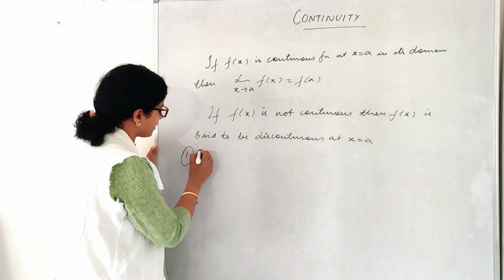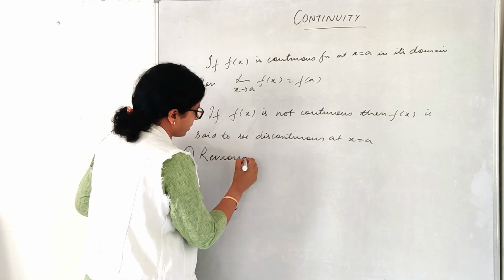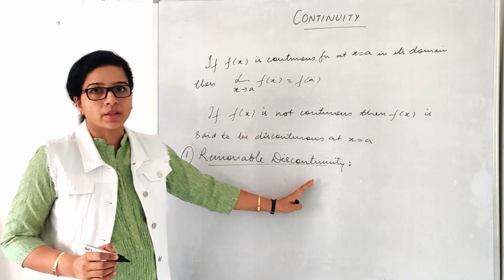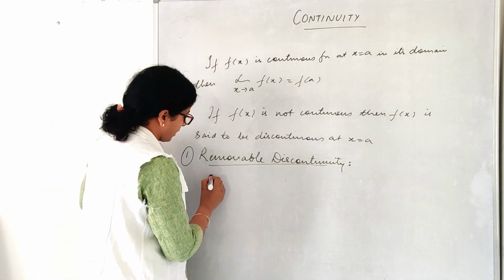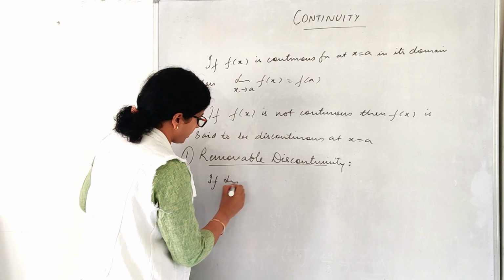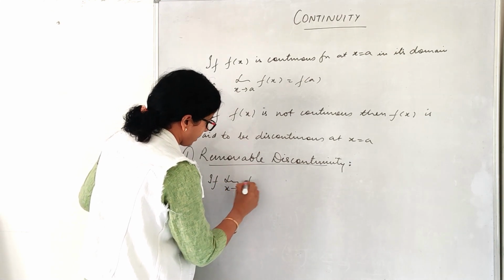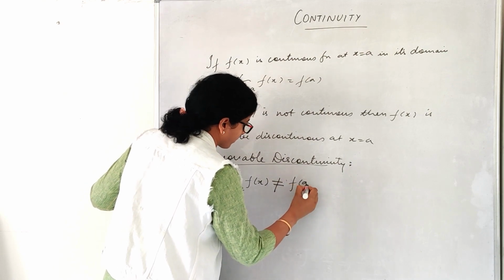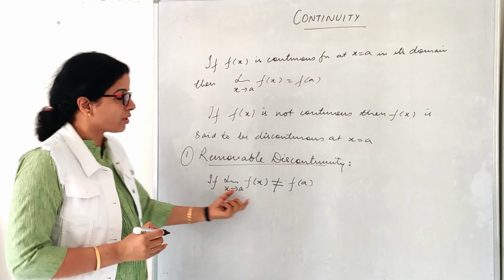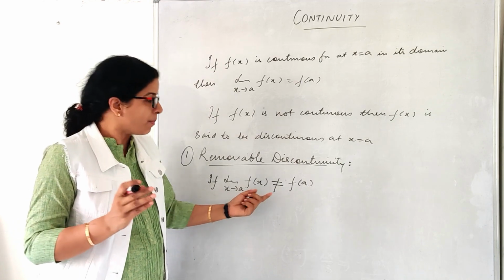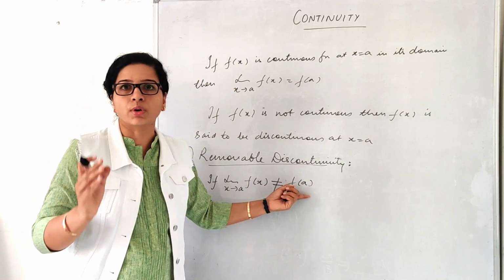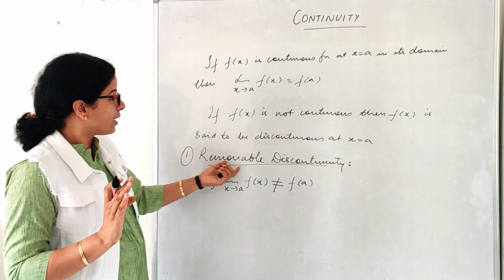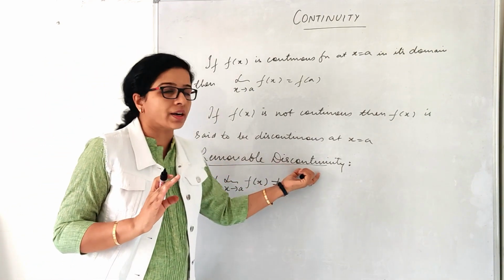First is removable discontinuity. What is the meaning of removable discontinuity? If limit x tends to a, f(x) is not equal to f(a), so your left hand limit and right hand limit are equal, but the value of the function at x equals a is not equal to them. In that case, it becomes a removable discontinuity.